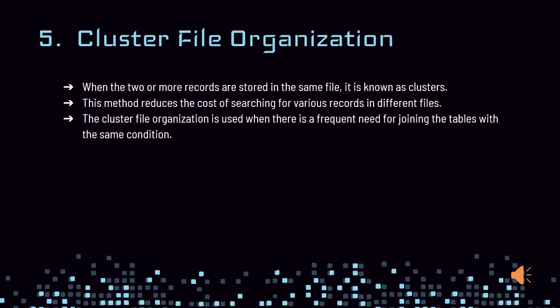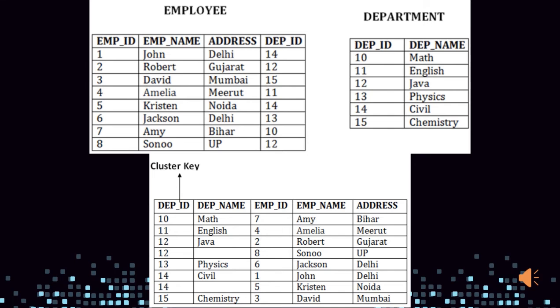The cluster file organization is used when there is a frequent need for joining the tables with the same condition. This join will give only a few records from both tables. In the given example, we are retrieving the record for only a particular department. This method cannot be used to retrieve the records for the entire department. Next, this is the example of the cluster file organization.